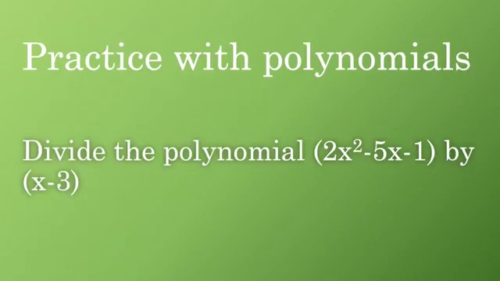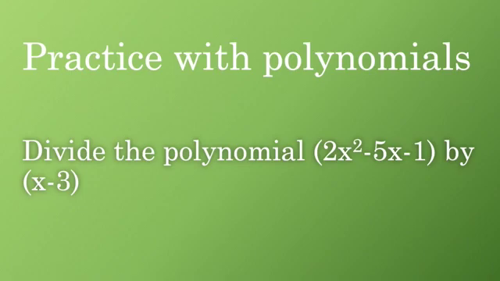Let's do a practice problem similar to our do now, but using polynomials. Let's divide the polynomial 2x squared minus 5x minus 1 by the quantity x minus 3. We can define our terms. f of x, our dividend, is equal to 2x squared minus 5x minus 1, and d of x, our divisor, is equal to x minus 3.